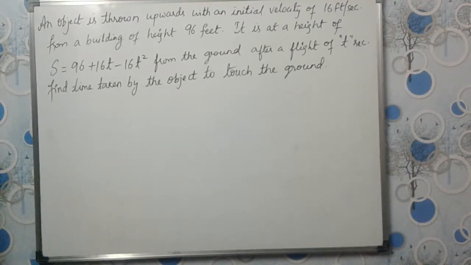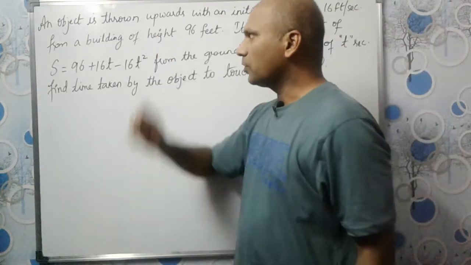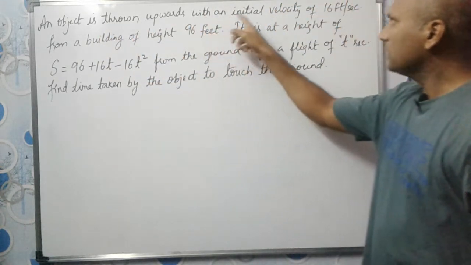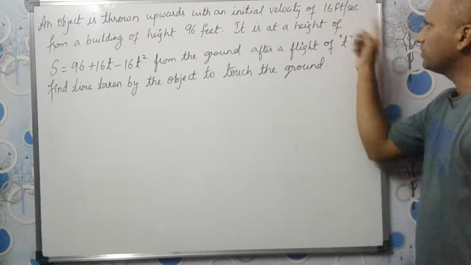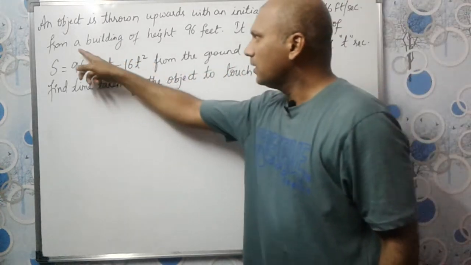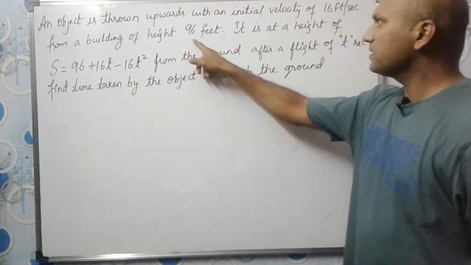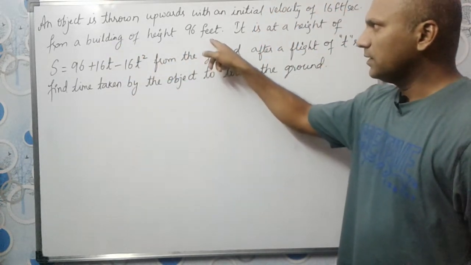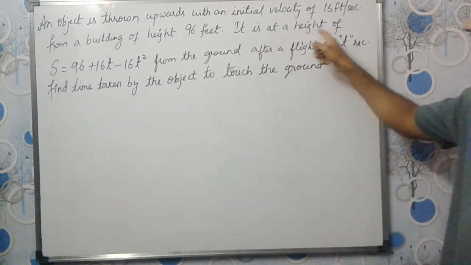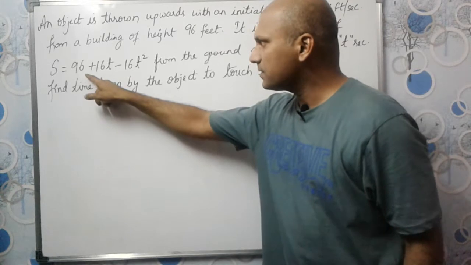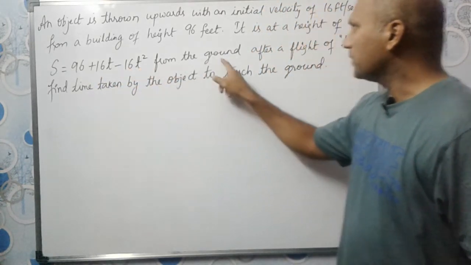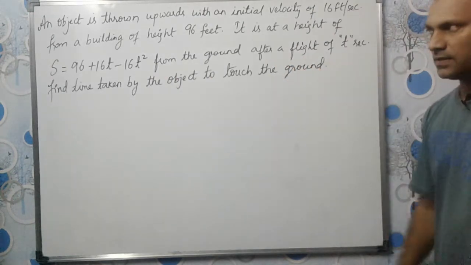Hello students, in this video we are going to solve this problem from quadratic equations. An object is thrown upwards with an initial velocity of 16 feet per second. So you are throwing some object, maybe a ball, from a building of height 96 feet. Height of the building is 96 feet. It is at a height of s is equal to 96 plus 16t minus 16t square from the ground after a flight of t seconds.